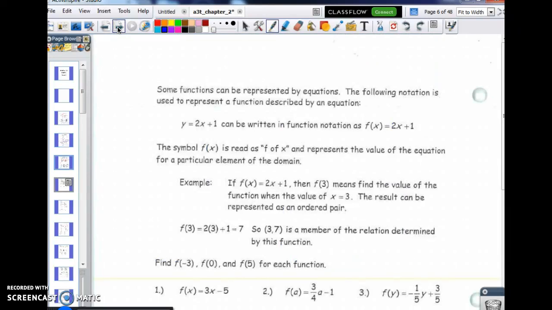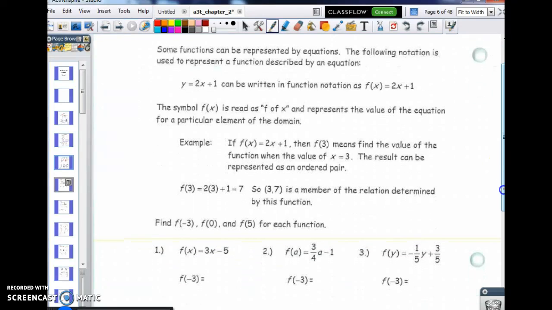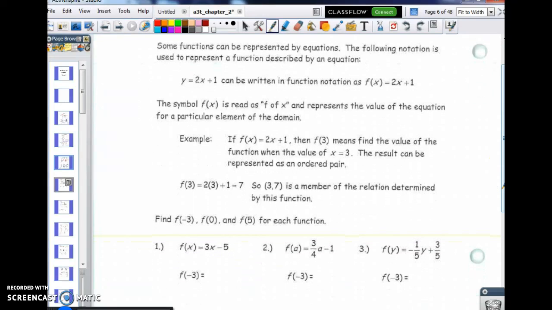Some functions can be represented by equations. The following notation is used to represent a function described by an equation. We have y equals 2x plus 1. It can be written in function notation as f of x equals 2x plus 1. That symbol, f of x, represents the value of the equation for a particular element of the domain. So if f of x equals 2x plus 1, then f of 3 means find the value of the function where x equals 3.